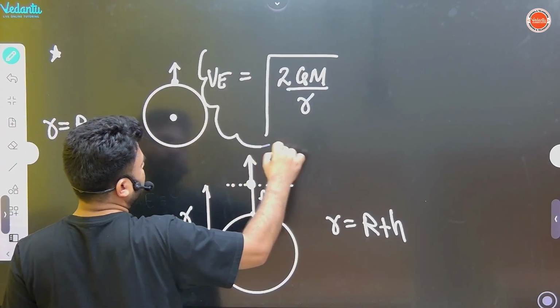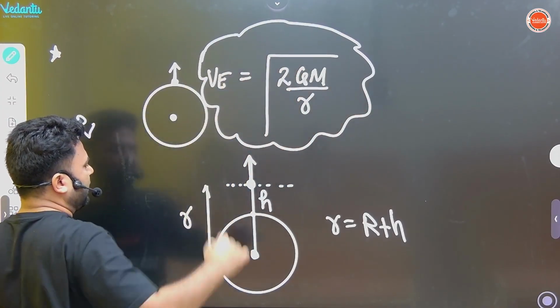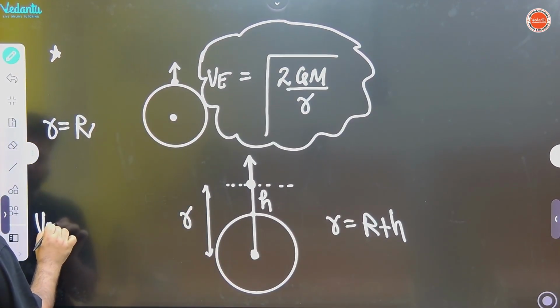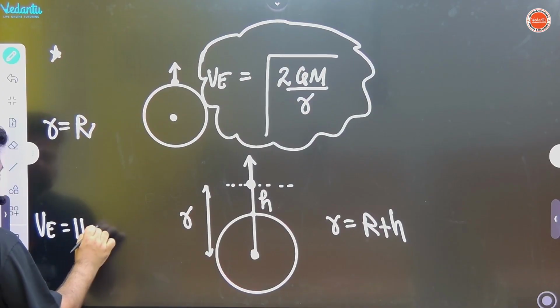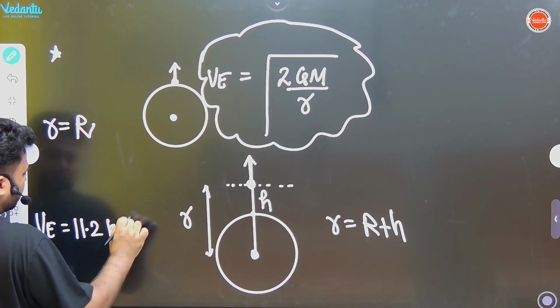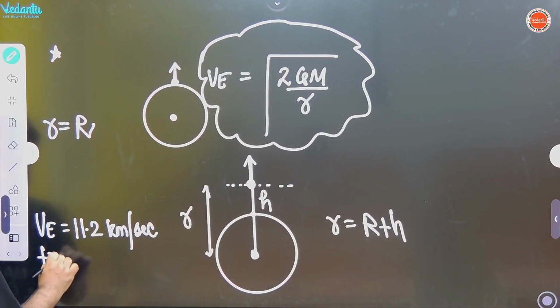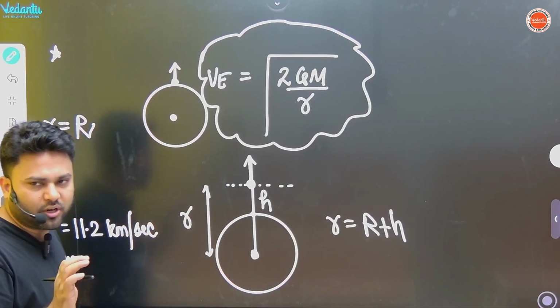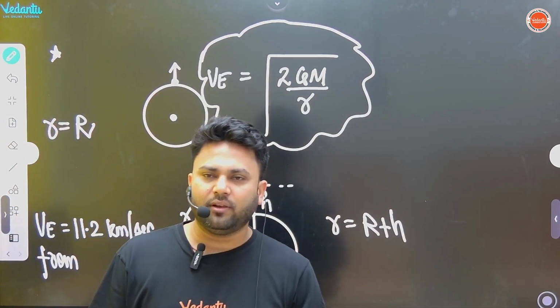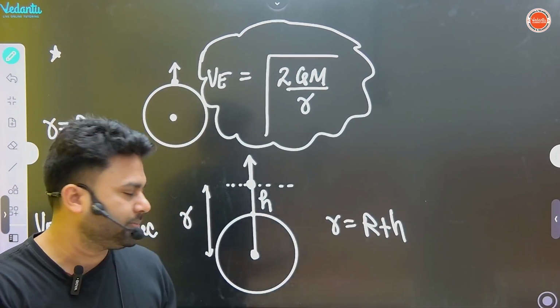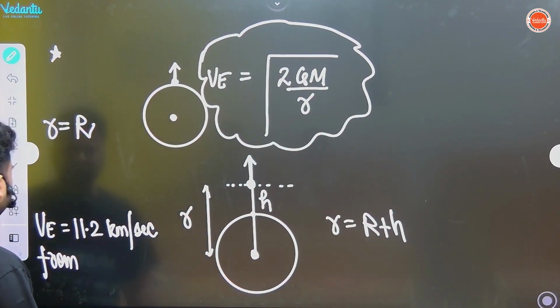Escape velocity. Now if you are throwing any object from the surface of Earth, then the escape velocity comes out to be 11.2 kilometer per second from the surface of Earth. Means you go to the ground level, you throw an object with such a speed that it does not come back. What should be the speed? 11.2 kilometer per second.